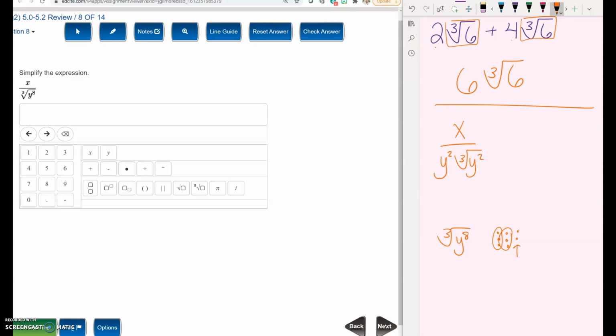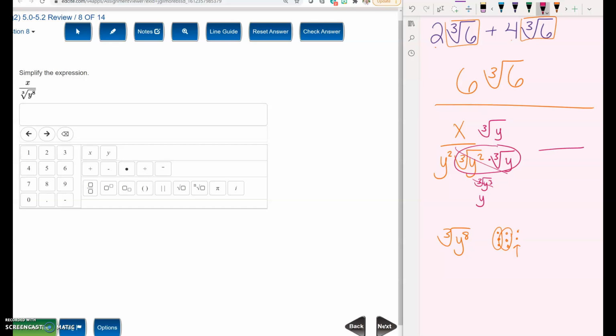Now this is bad. We can't have a radical on the bottom. So we need to multiply by the third root of however many y's it would take to complete the group of 3. So right now we have 2. We need 1 more to complete that group of 3. When we complete that group of 3, this thing is now the third root of y to the third. So you could rewrite this as the third root of y to the third if you wanted to, which is simply a y. So this whole thing cancels and becomes just a plain y.